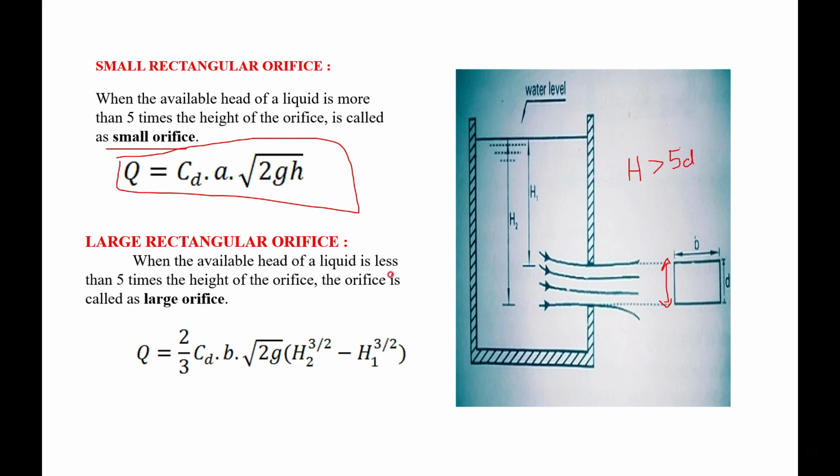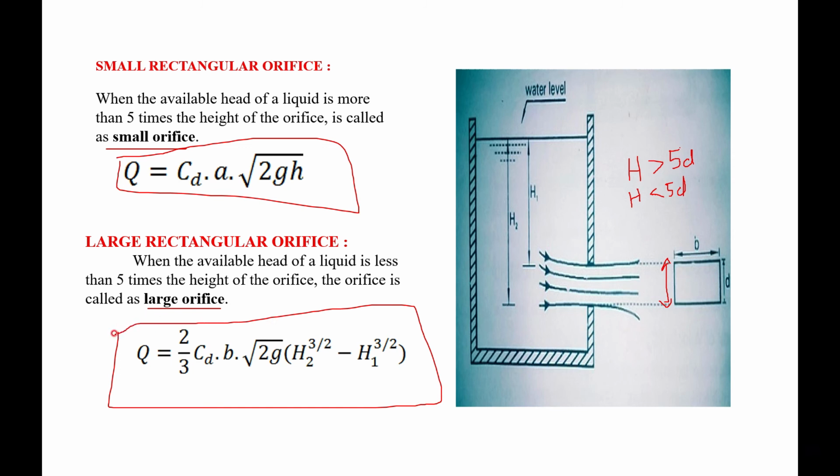If the available head of the liquid is less than 5 times D, then the orifice is called a large orifice. For a large orifice, if you take 2 different heads, H1 and H2, it can be taken like this. This formula is to be remembered: 2/3 of CD into B, root of 2g into H2 raised to 3 by 2 minus H1 raised to 3 by 2. This is the formula for the large rectangular orifice if there are 2 heads.